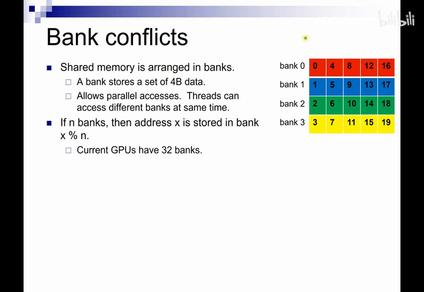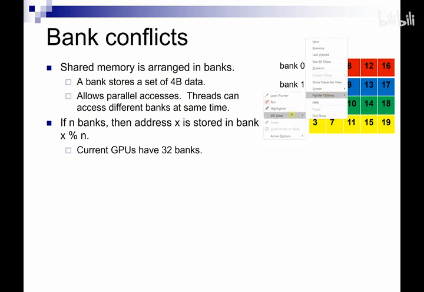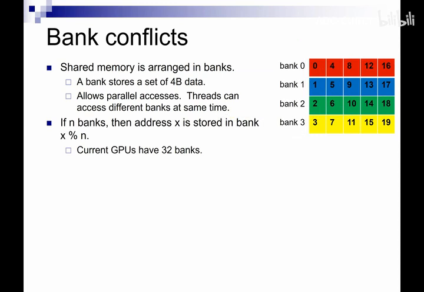Currently, here I'm showing 4 banks, so all the shared memory is being divided into these 4 chunks. In practice, current GPUs have 32 banks, so we have 32 of these rows over here. You can figure out exactly which bank an address is stored in. It's simply the address modulo the number of banks, so basically the address modulo 32.